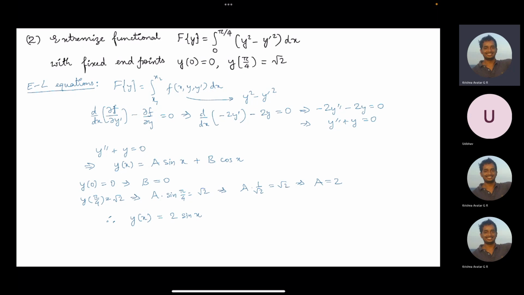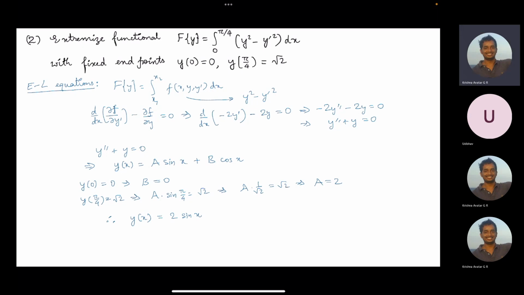Now the corresponding Euler-Lagrange equation is d by dx of del f by del y prime minus del f by del y is equal to 0. This implies that d by dx of minus 2y prime, minus 2y, is equal to 0. This further implies that we have minus 2y double prime minus 2y is equal to 0, and we can factor out minus 2 from the equation, giving us y double prime plus y is equal to 0.